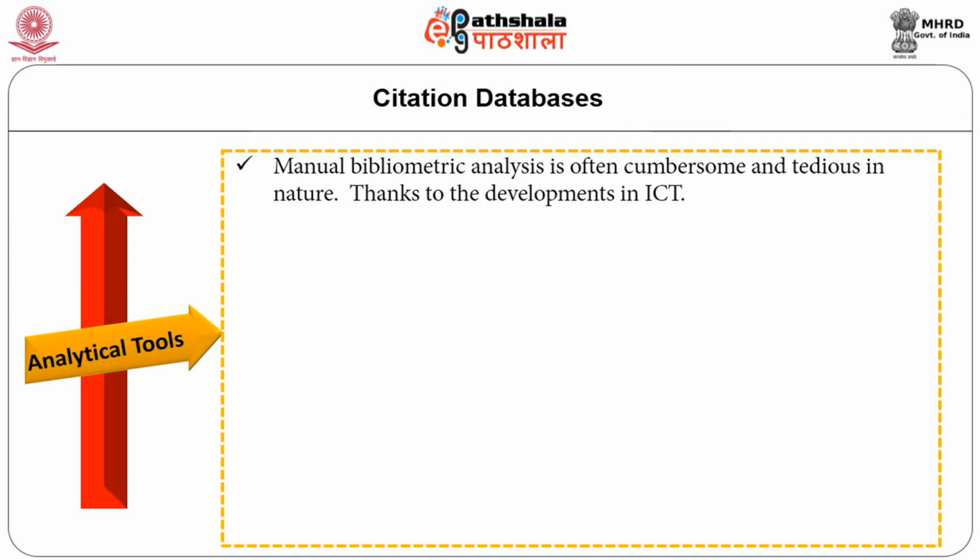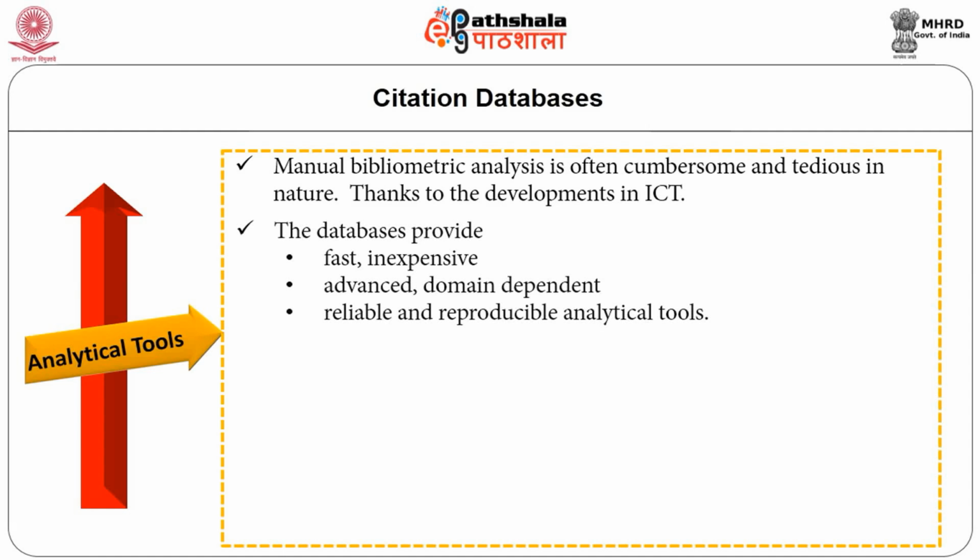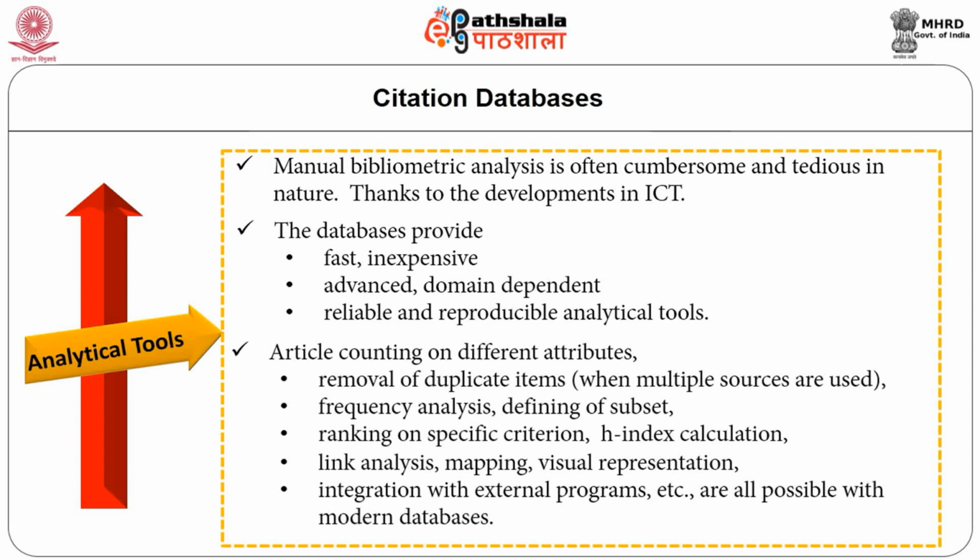Manual bibliometric analysis is often cumbersome and tedious in nature. Thanks to the development of information and communication technologies, the databases provide fast, inexpensive, advanced, domain-dependent, reliable and reproducible analytical tools also. Article counting on different attributes of duplicate items, frequency analysis, defining of subsets, ranking of specific criterion, H-index calculations, etc. are all possible with modern databases.